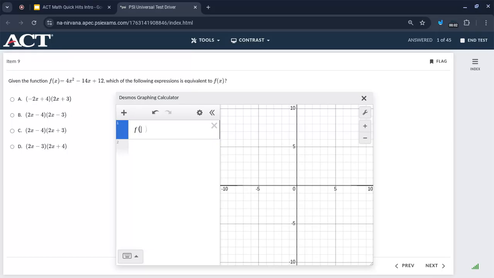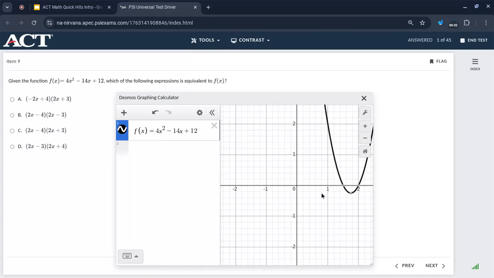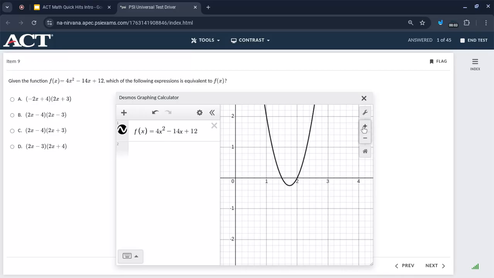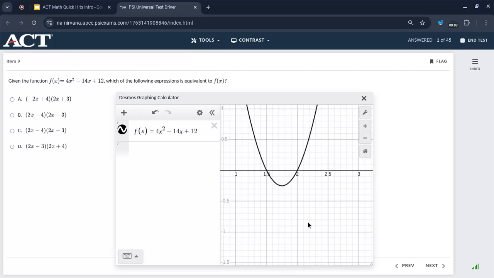So what I'm going to do is graph that function. f of x equals 4x squared minus 14x plus 12, right? So it gives us a parabola, hooray. And what we're focusing on here is these x-intercepts. Desmos won't give you everything you need directly, but we can find these x-intercepts. One of them is at 1.5 comma 0. One of them is 2 comma 0.